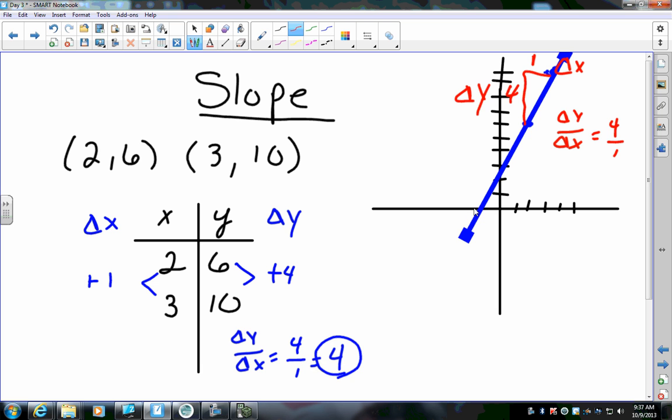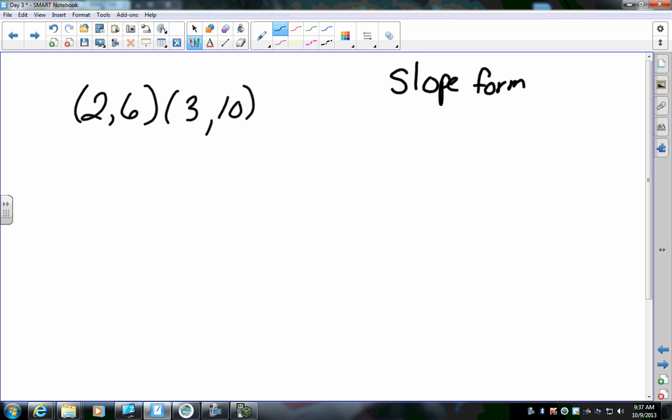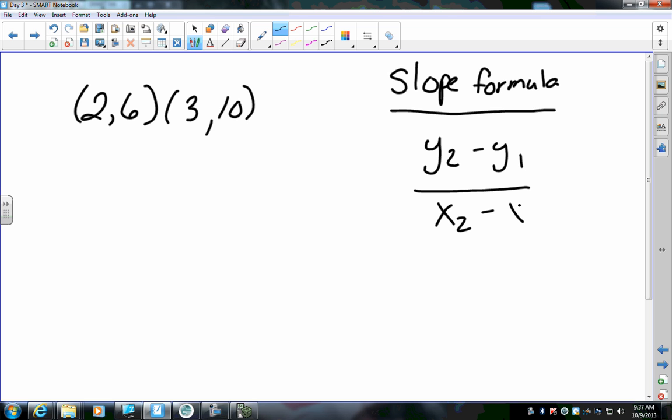Now we have another way that we can find the slope. So let me make sure I have the same points. I have 2, 6 and 3, 10. It is the slope formula. Make sure you have this down. The formula for the slope is y2 minus y1 over x2 minus x1. That's going to give you m, which is the slope. Honestly, this is the same thing you do in a table. You just don't have to build the table if you don't want to.